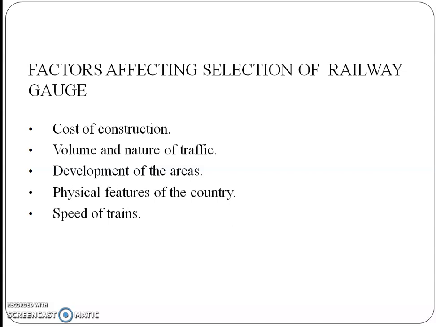Now, which are the factors affecting the selection of railway gauge? The first one is cost of construction, then volume and nature of traffic, development of the areas, physical features of the country, and the last one is speed of trains. Whenever we are deciding which type of gauge we have to construct, we have to consider these factors, and with respect to them we design the gauge.